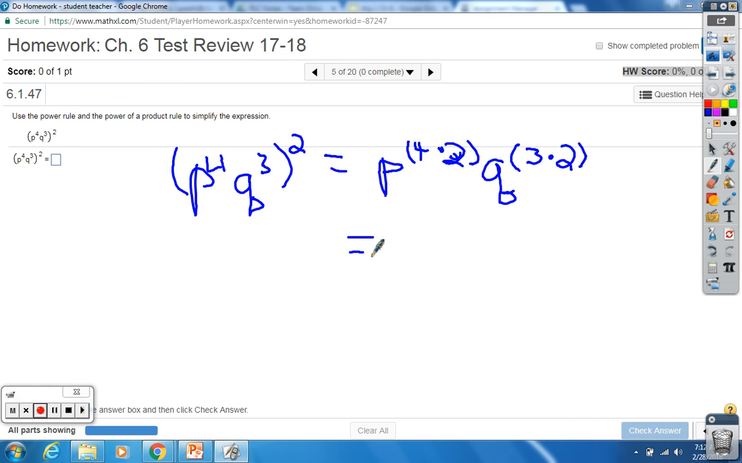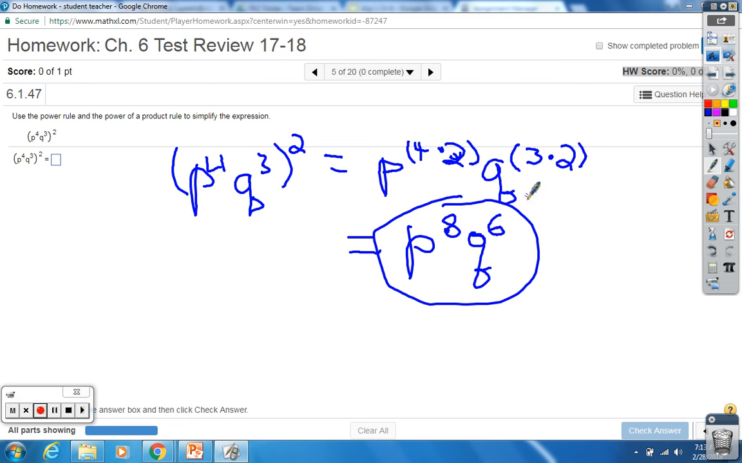Alright. Then the last thing we have to do is just simplify this a bit. So I have p, 4 times 2 would be 8, so p to the 8th. And then with my q here, we'll have to do 3 times 2 in the exponent. So that'll leave us with q to the 6th. And then that would be our final answer for that one.